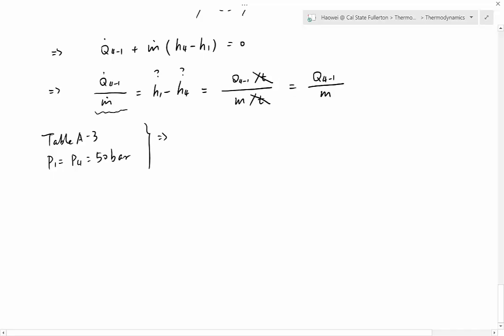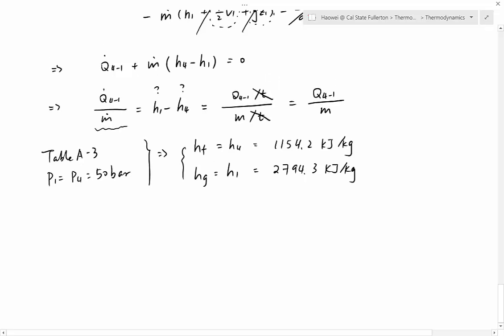And then you go to the table, you look for hf and hg. hf will just be our h4 and hg will just be our h1. So we copy down those two numbers from the table. h4 is 1154.2, don't forget the unit, kilojoule per kilogram. And hg equal to h1 equal to 2794.3 kilojoule per kilogram. Do not forget a unit.